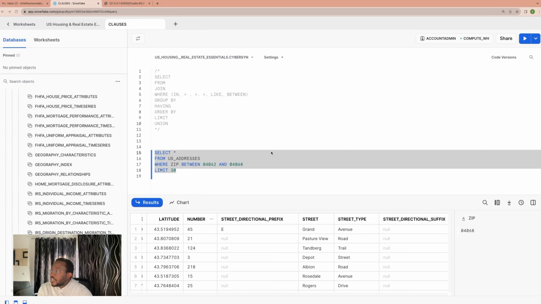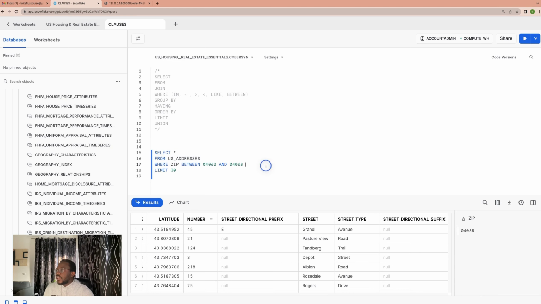Hi, welcome back. In the previous video, we looked at combining IN, equal to, less than, greater than, or BETWEEN with the WHERE clause. In this one, we'll be looking at LIKE, where we apply LIKE to our queries. So when can we apply LIKE?